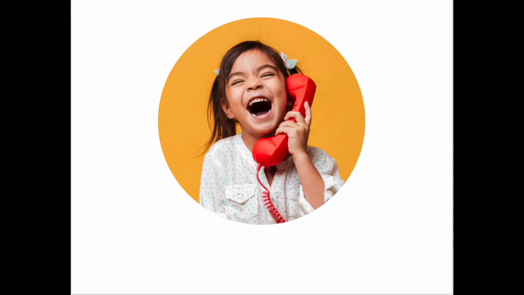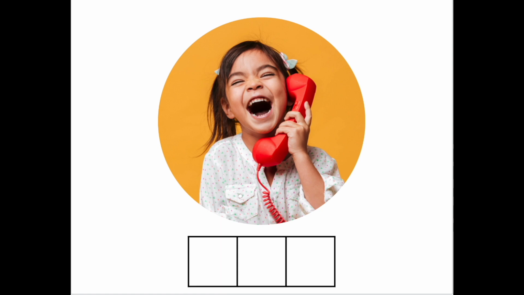This is a girl talking on the phone. The word is call. How many sounds do you hear in the word call? There are 3 sounds in the word call. What is the first sound you hear in the word call? K. Good. It is a letter C making the K sound. What is the next sound you hear in the word call? K, ah. Remember, it's the letter A making the ah sound.